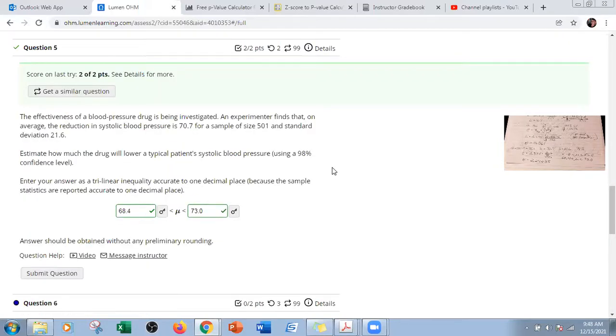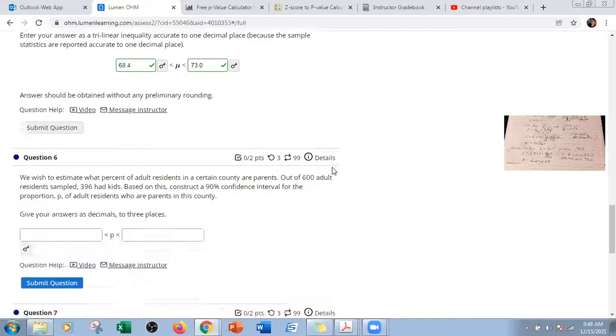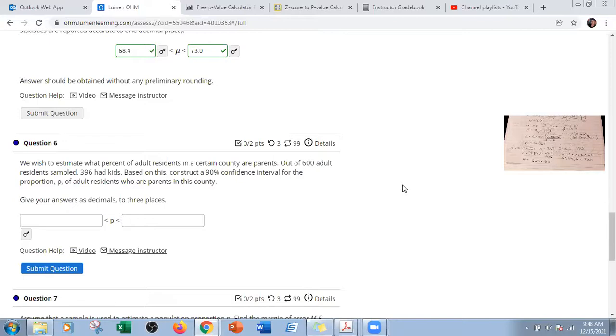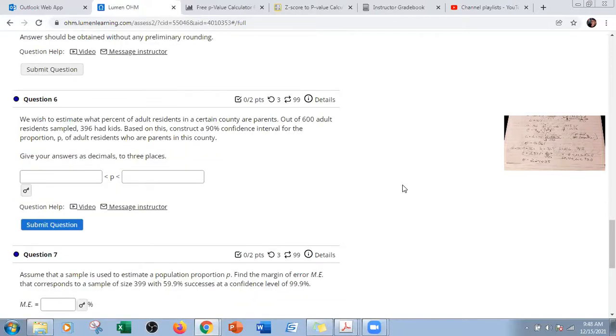And would you do the same thing for question 6? Except this time we're doing the population proportion, but yes, same exact thing. Okay. Good. Very nice. Same formula for question 6? No, because here we're using the population proportion.